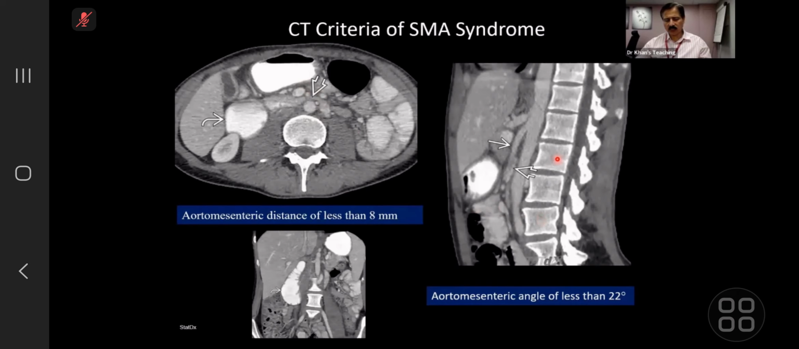Secondly, go for a sagittal. And if you see, this is the SMA. Usually, there is an angle between the SMA and aorta. If you draw a line like this, another line like this, and measure this angle, the take-home point is that if the aorto-mesenteric angle is less than 22, you call it.